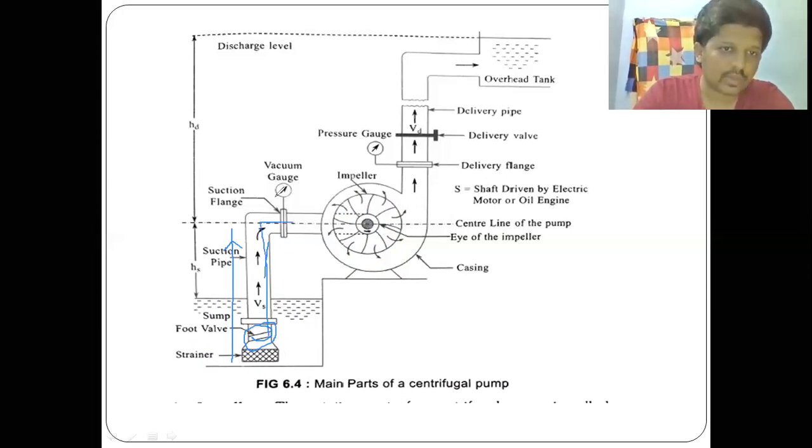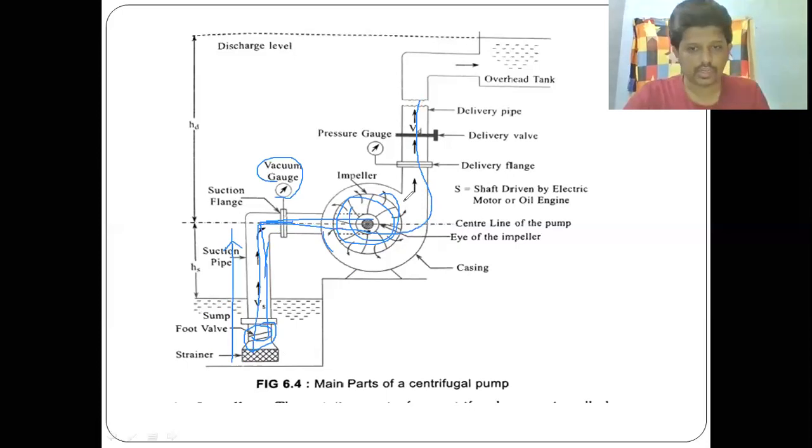Here you have a vacuum gauge which will measure the pressure at which the water is coming and entering into the impeller or the casing part. Now here in the casing, this is completely rotating again. So the water which is lifted due to centrifugal force enters into the casing, and now it is sent into the delivery pipe. Here you have a delivery flange, and through that you have a pressure gauge. It also measures with what pressure the water is delivered to the tank. So this is the delivery pipe, this is the delivery gauge, and this is the delivery valve.